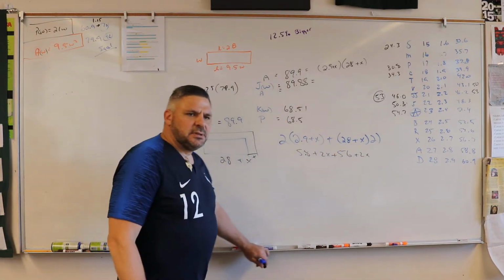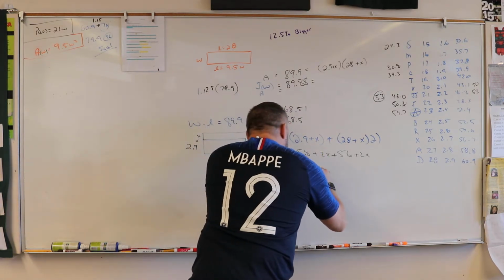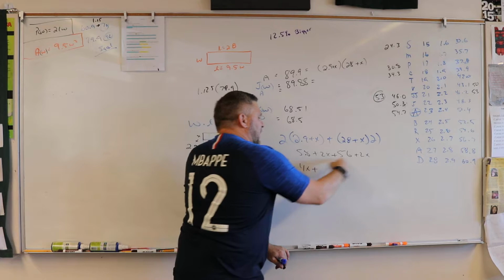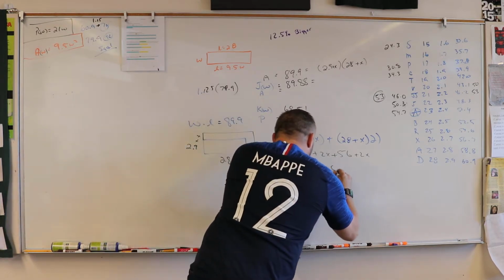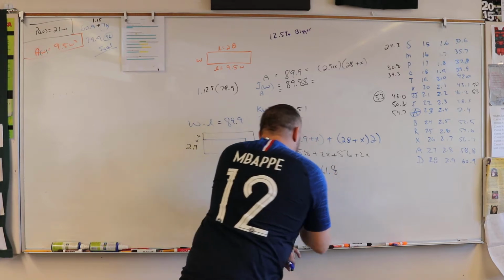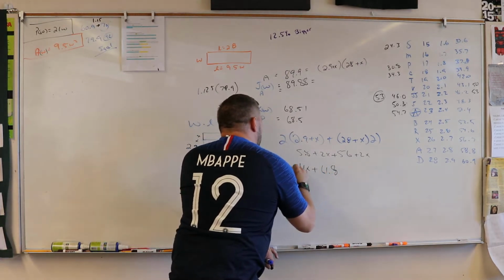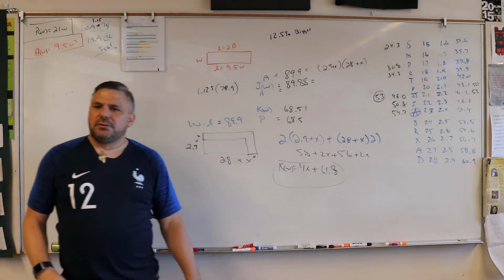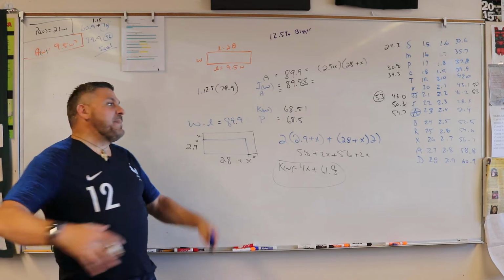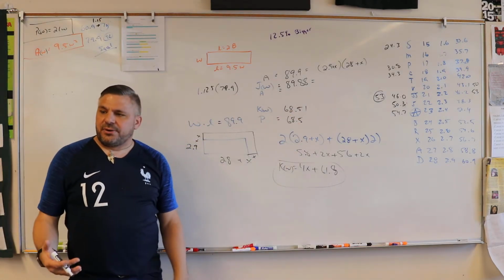2x? So how much is 2x and 2x? 4x. So it's 4x plus what? 56 plus 5.8, which is 61.8. Right? Yep. So that's my perimeter. But my area is a lot harder.